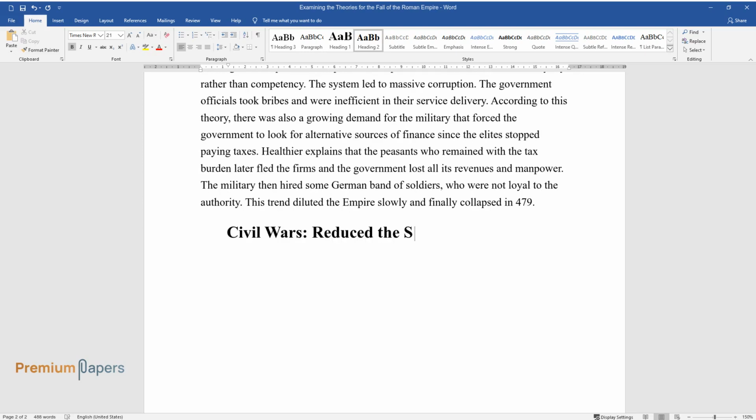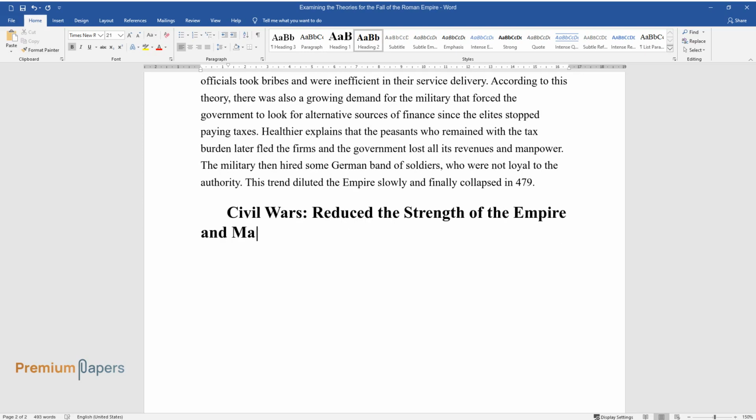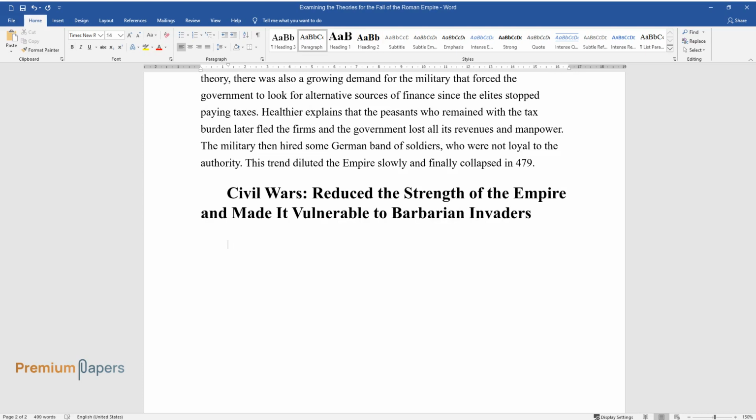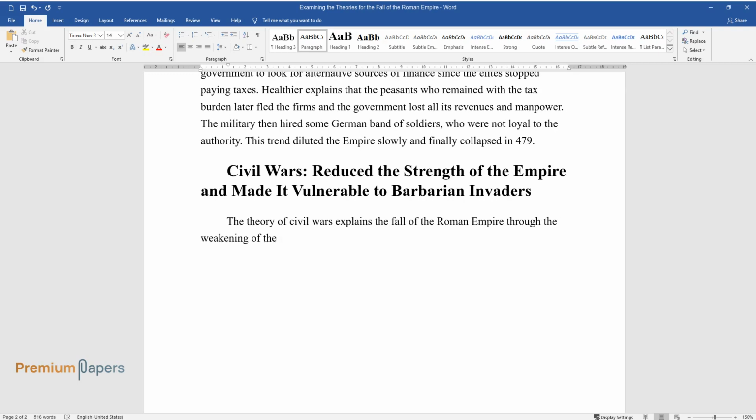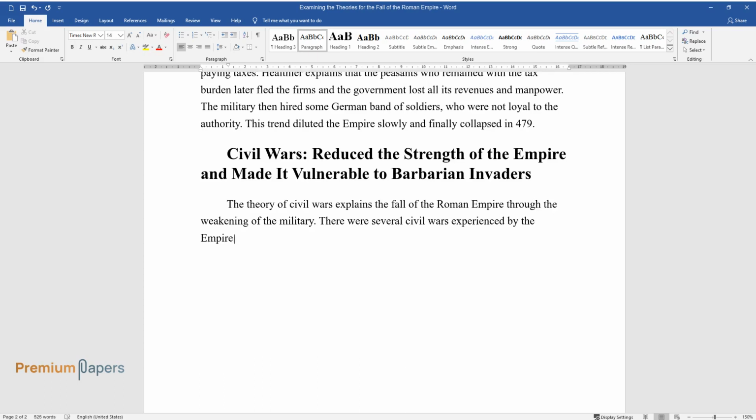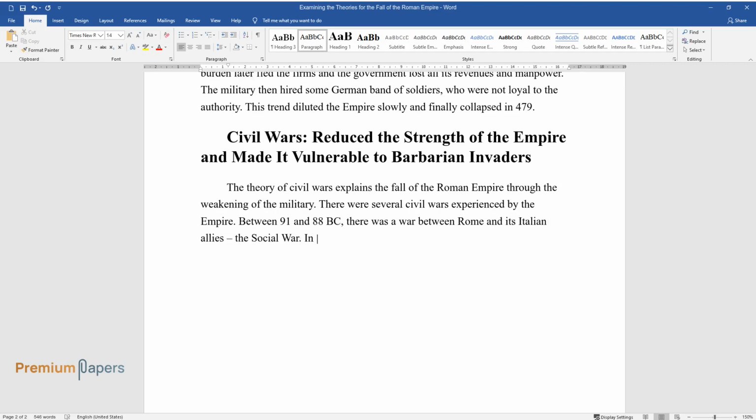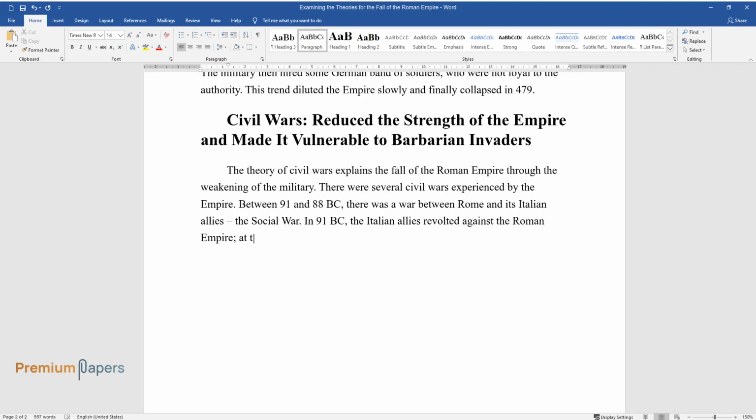Civil wars reduced the strength of the empire and made it vulnerable to barbarian invaders. The theory of civil wars explains the fall of the Roman Empire through the weakening of the military. There were several civil wars experienced by the empire. Between 91 and 88 BC, there was a war between Rome and its Italian allies, the Social War. In 91 BC, the Italian allies revolted against the Roman Empire.